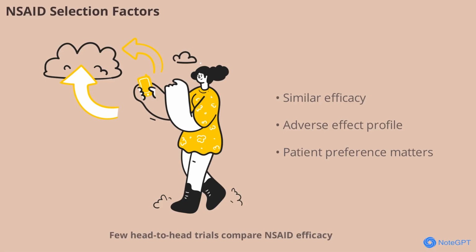Head-to-head trials compare NSAID efficacy, but most are similarly effective for pain. The choice of NSAID is often dictated by adverse effect profile and patient preference. For acute pain, short half-life NSAIDs like ibuprofen or diclofenac are easier to titrate. For chronic conditions, longer-acting NSAIDs like celecoxib, meloxicam, or naproxen are more convenient. COX-2 selective NSAIDs are recommended for those with higher gastrointestinal risk.